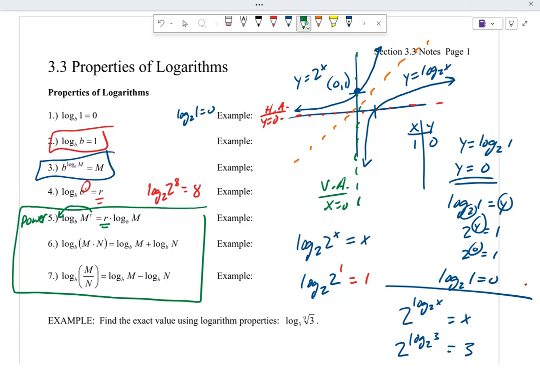Next one's your product rule. Log base b of m times n is log base b of m plus log base b of n. So you can split it up from a single logarithm. You can expand it to 2 logarithms. And then the next one is your quotient rule for logarithms. Log base b of m over n has a minus. You can put a minus between those two. Okay. So let's use these properties and find some exact values.